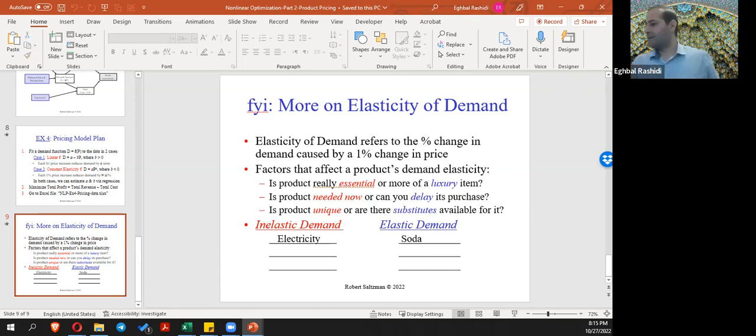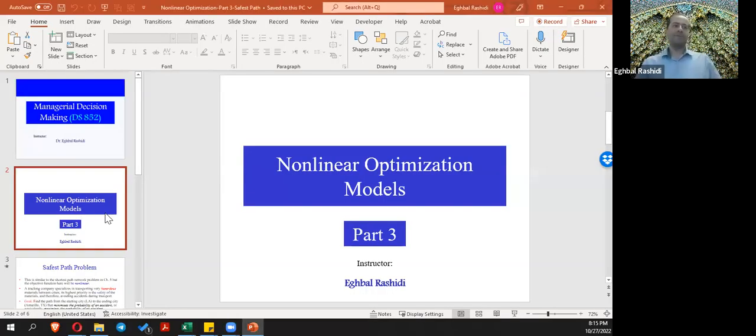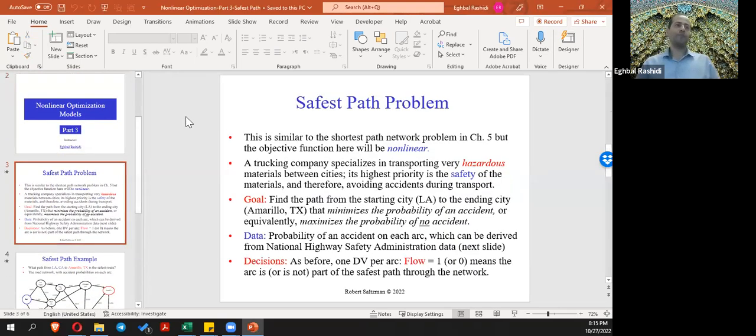So that's it for the finance problem. Let me go to the next example. Open up the third one, the third part. All right, so this is the third part. By the way, this is the 7th chapter in the textbook.